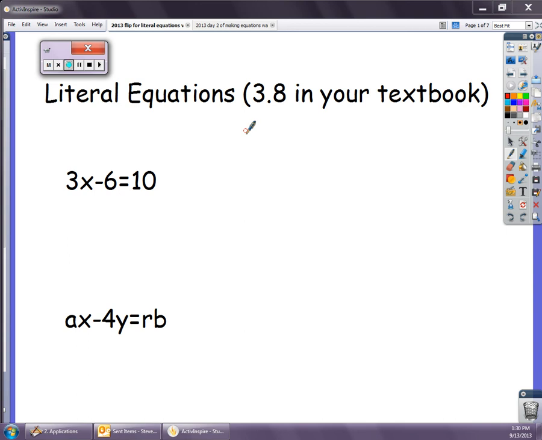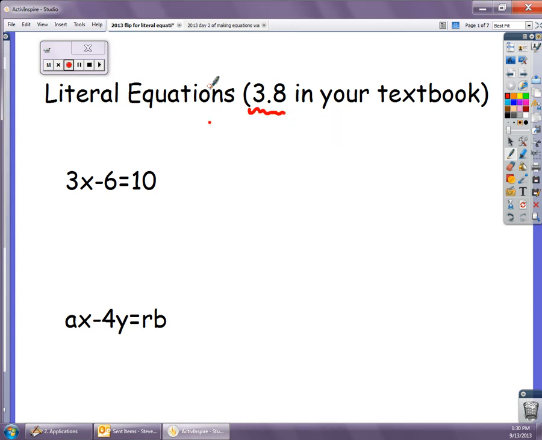I just wanted to walk you through how to solve literal equations. So hopefully before we teach it in class, you have a really good idea of what literal equations are, and then you can definitely solve a literal equation. First of all, I wanted to mention that it is chapter 3.8 in your textbook. So if you wanted even more practice, you can go in there and do some odd problems.